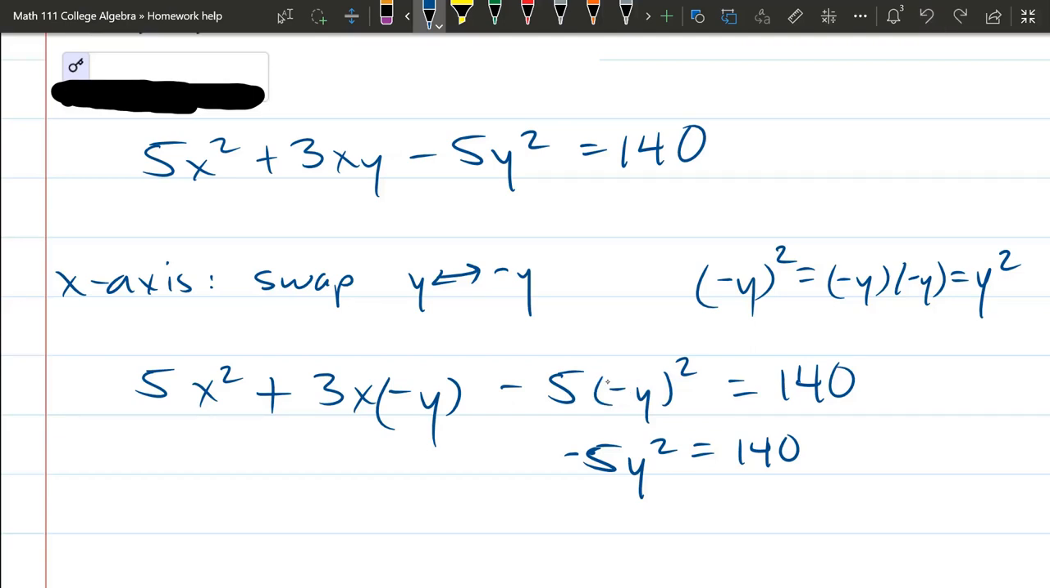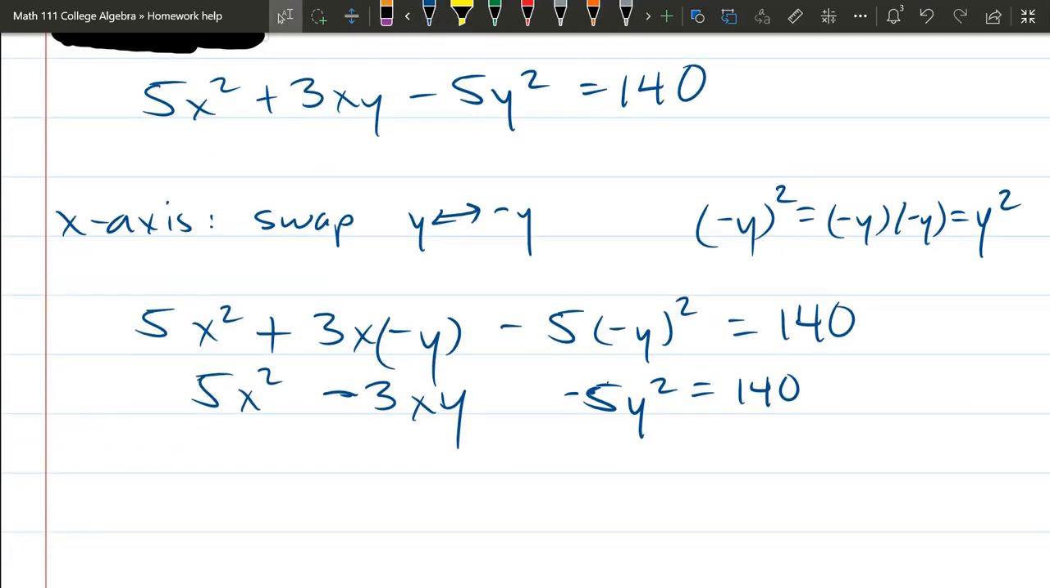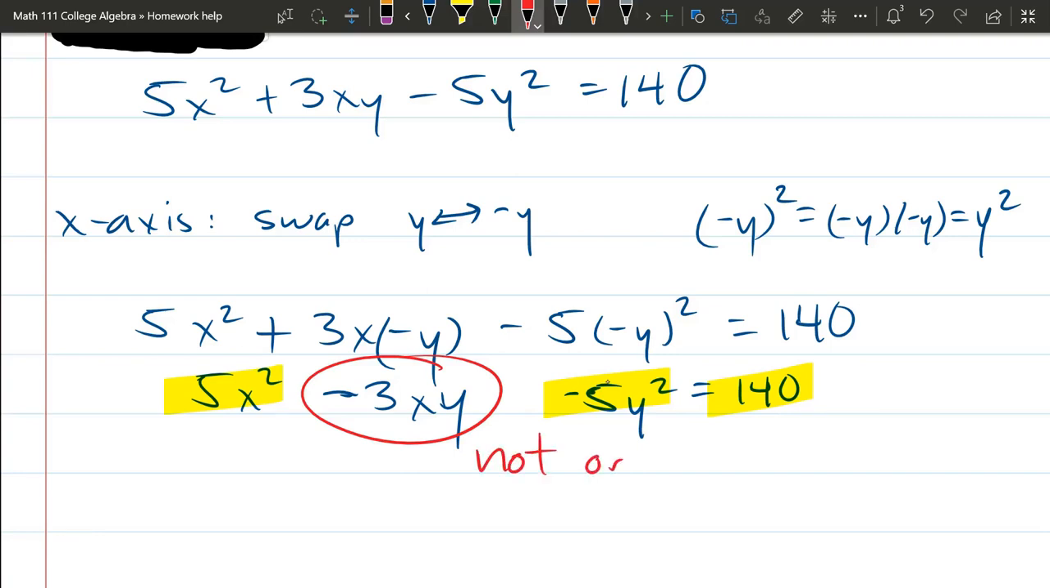All right, x times negative y is negative xy times 3 is negative 3xy. So that plus became a negative, and then we just copy down the 5x squared. All right, is this the original? No. Almost, but not quite. That's the same, that's the same, that's the same. However, that term became negative, so this is not the original.